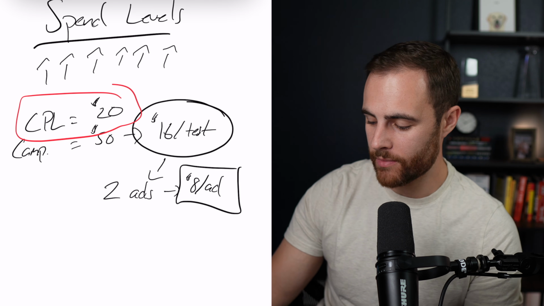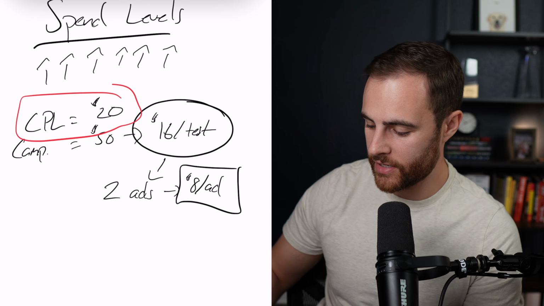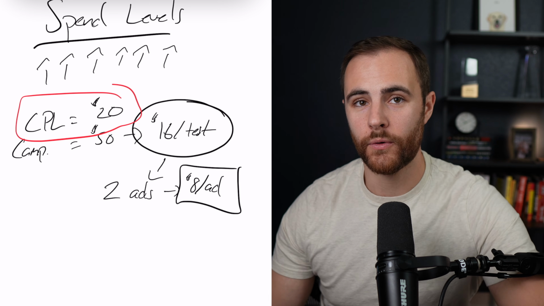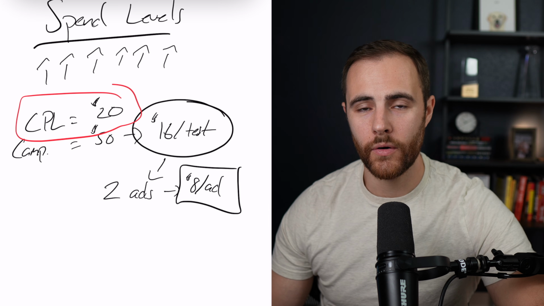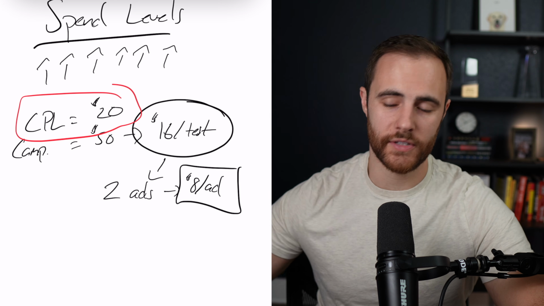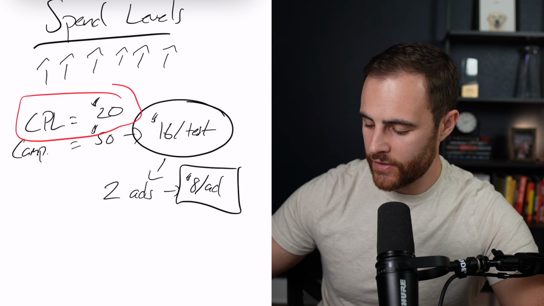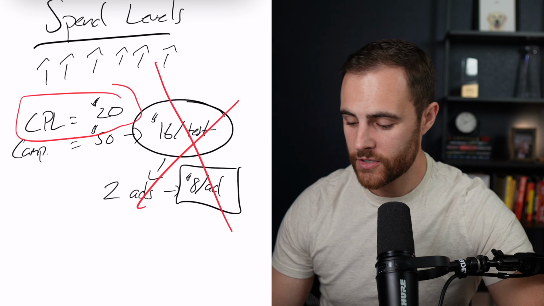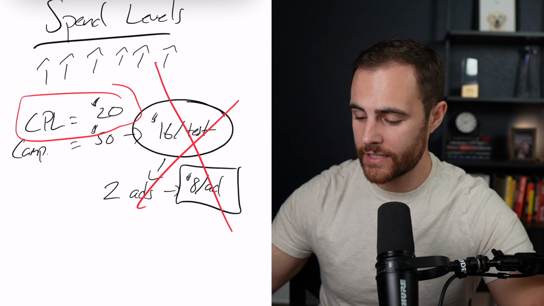So if our cost per lead is $20 and I'm only testing 20% of my budget and it's $8 per ad, this could take 3 or 4 days before it gets a lead. So if I'm trying to optimize this or introduce this feature for 7 to 14 days, this is not going to be helpful. All right. So again, you have to have a decent enough spend limit.